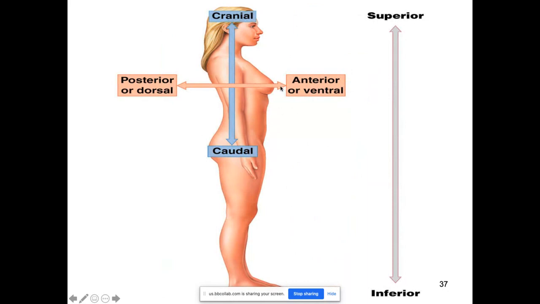Ventral or anterior is the front of the body. When you move to the posterior, you're moving to the back or dorsal. So anterior and posterior, aka ventral and dorsal. Just look at the arrows and it shows you the direction that you're moving. If you're moving towards the cranium, that's cranially. If you're moving towards the tail, it's caudally.